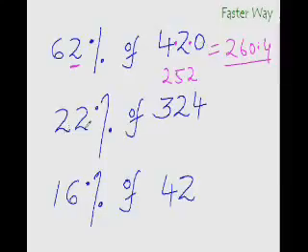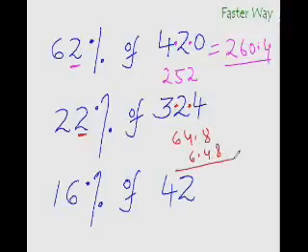This is 22%. 22% is 10% plus 10% plus 2%. So 10% would be 32.4, and 20% would be double of that, that is 64.8, isn't it? Now all you need to do is add this 2%. So 1% is 3.24. So 2% would be 6.48, isn't it? Now just add these numbers. It would be 8, and 4 plus 8 is 12. Carry forward 1 here. 65 plus 6 is 71. The answer is 71.28.